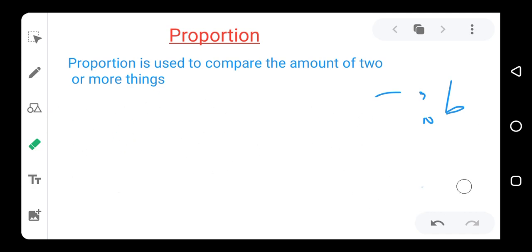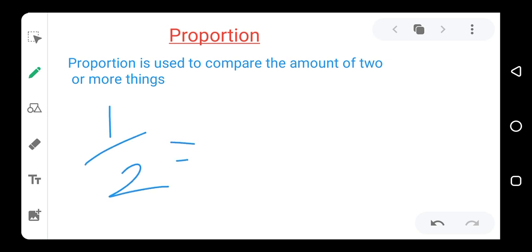If you are told that 1 over 2 is equal to x over 3, these are different ratios, and we are told that two of them are equal. Now, we can be asked to look for the value of x. The question can come this way, that 1 over 2 is equal to x over 3, that these two ratios are equal, then we should find the value of x.